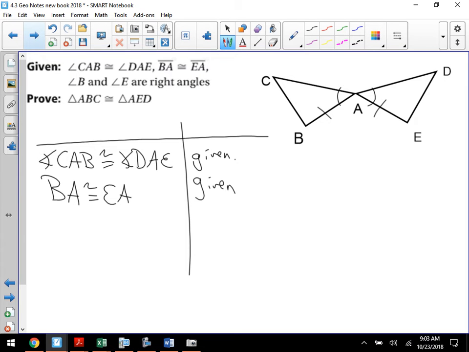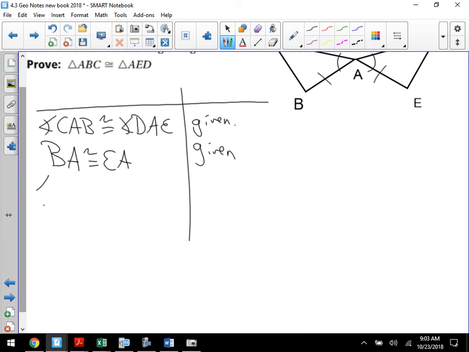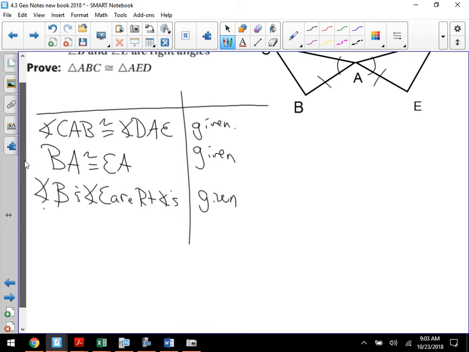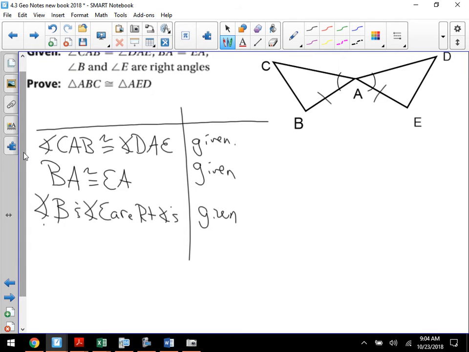The next thing says angle B and angle E are right angles. Well, that means there's something I can say. I believe somewhere on our sheet we have something about right angles.